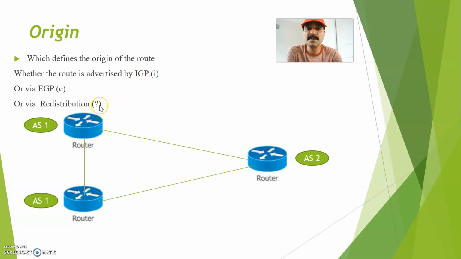Question mark is nothing but incomplete. That means if it is advertised via redistribution, so if it is advertised via some other routing protocol into BGP, you can see this as incomplete or a question mark in the origin attribute. If you do a show ip bgp, you can see this origin attribute, either IGP or question mark. That is nothing but incomplete. That means the route is advertised via redistribution from some other routing protocol.